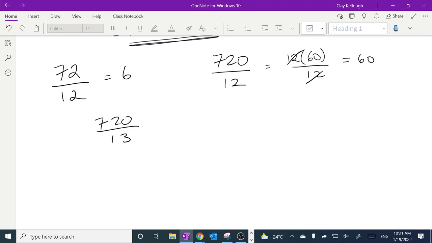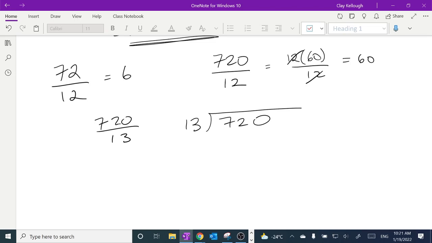You'd reach for a calculator probably, right? What if I don't let you have a calculator? When was the last time you had to break out your long division algorithm? Anybody? Okay, so let's do it. How many 13s in 720?